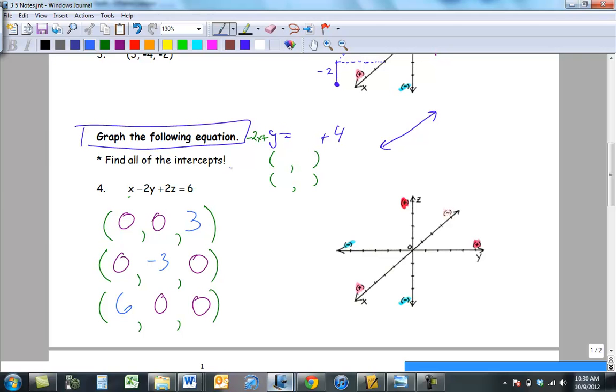All right, so we've got 3 ordered triples. What we're going to do is we're going to graph all 3 of these points. Now, these aren't as bad as those other ones before. 0, 0, 3, that's just the z intercepts. Right? The y intercepts is 0, 0, negative 3. There's our y intercept. And then we got the point 6, 0, 0. 1, 2, 3, 4, 5, 6.